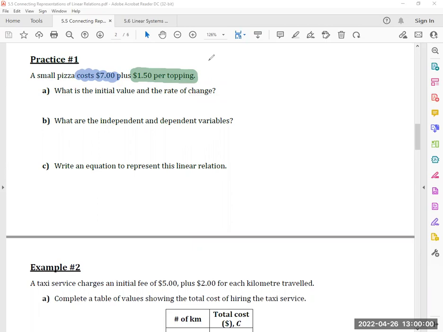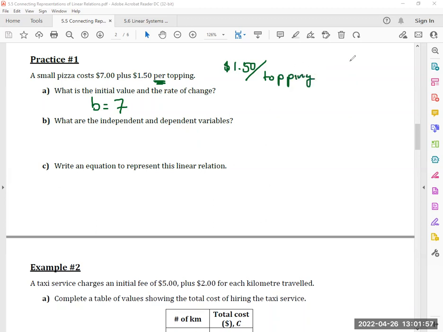I'll give you another minute. Okay, looking at this, just from the English, regardless of whether I have a topping or not, I know I'm paying $7. So that's my initial. My initial, AKA my b, is 7. Mathematically, I'm not even going to write the dollar sign. It's just 7. What is my rate of change? I'm going to use that word per as a clue. This is $1.50 per topping.